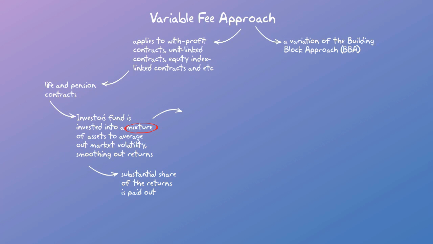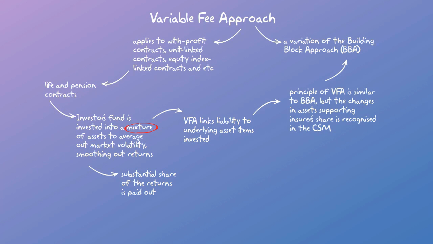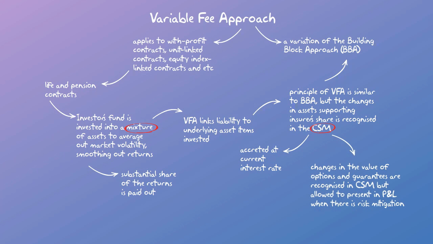For these contracts, VFA is more suitable as it links liability to the underlying asset items invested. The principle of VFA is similar to BBA, but the changes in assets supporting the insurer's share are recognized in the CSM. CSM is accreted at the current interest rate. Changes in the value of options and guarantees are recognized in CSM, but are allowed to be presented in P&L when there is risk mitigation.